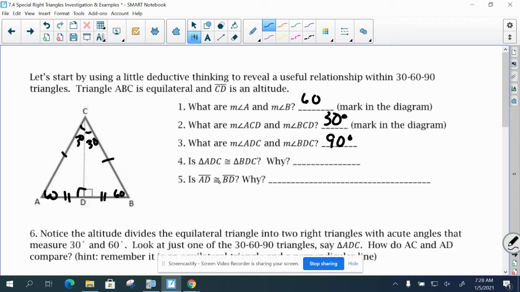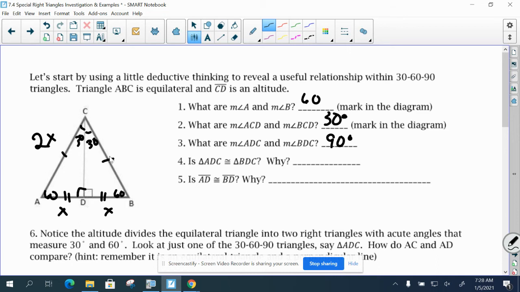And then, is AD congruent to BD? So yes, because it's an isosceles triangle. So what we're going to do is assume that AD is X and BD is X. So if AD and BD are both X, then the whole side would be 2X, which means that the hypotenuse here is 2X if the short leg is X.